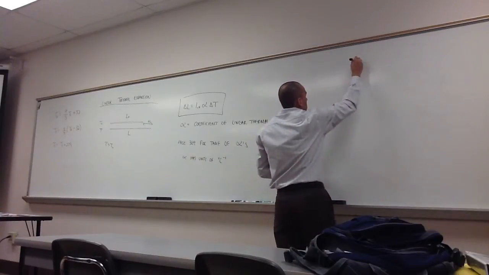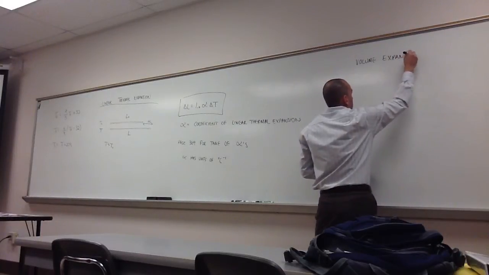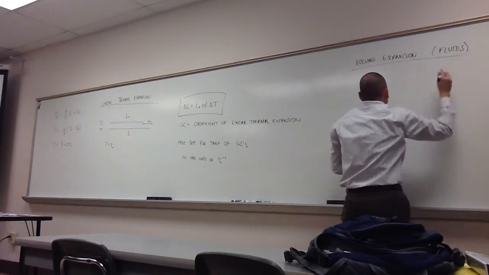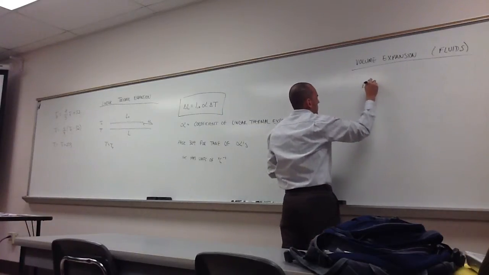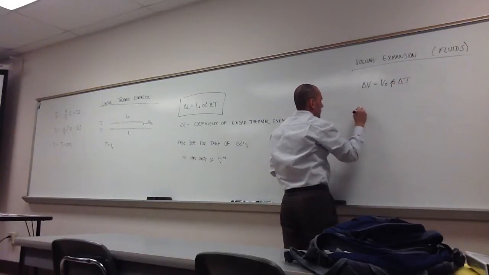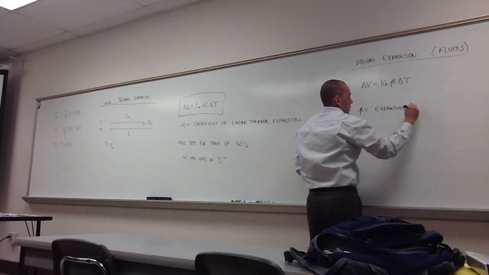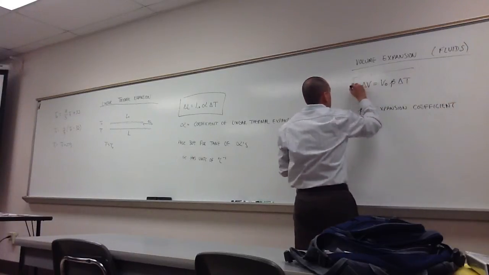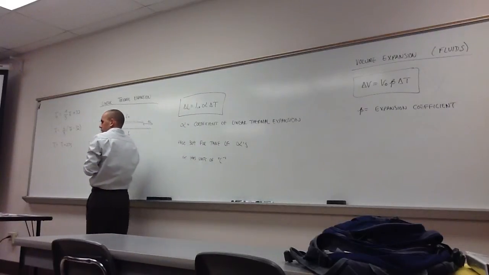Let me just write that down here. And this will be for fluids most times. We're going to be looking at just a simple fluid expanding. It has the same form of the equation, but it's the volume, so the delta V is V naught beta times the delta T, where beta is just the expansion coefficient. And it's listed right there in the same table for you, in that column there on the right.